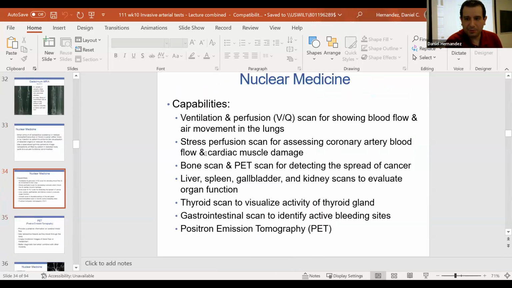The nuclear medicine procedures utilize radioisotopes. This is invasive because we have to inject those radioisotopes into the patient, either inject or ingest. The most common one is the VQ scan, the ventilation-perfusion scan. We'll discuss this a little more next semester when we talk about the venous side, because it's used for assessing pulmonary embolism, blood clots in the lungs. So that ties into the venous side.